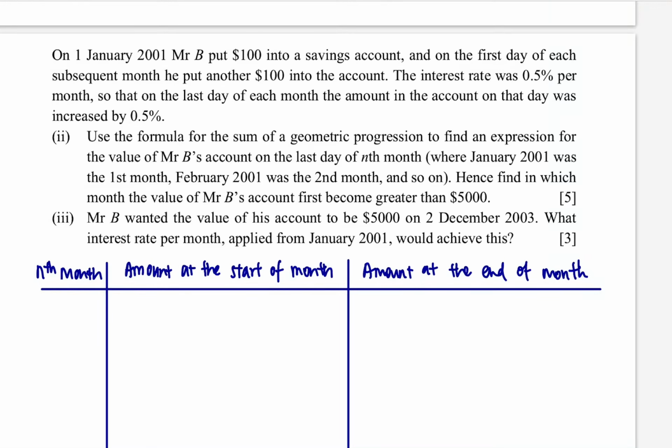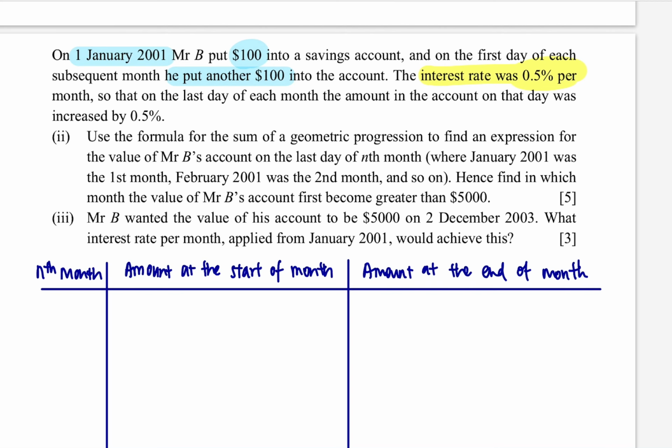Now let's take a look at the subsequent parts, which is of a different kind of progression. Still on 1st January 2001, this person put $100 into the account, and on the first day of each subsequent month, he put another $100. So every month, the first day, he puts $100.